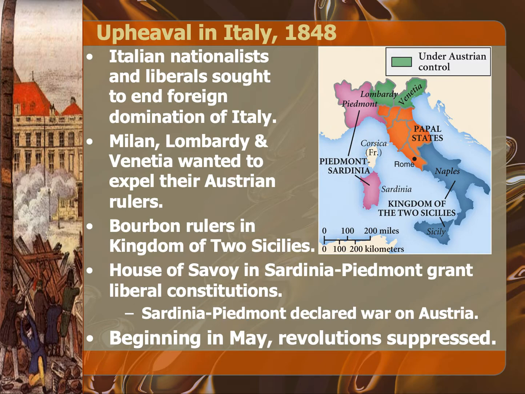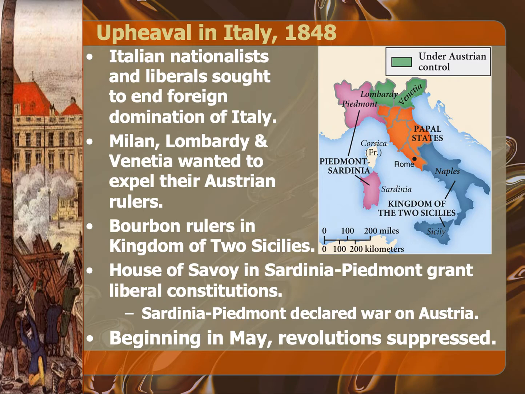Italy. So if you look at this map, you'll see that the regions of Lombardy and Venetia in the north were controlled by Austria. The papal states in the center were controlled by the Pope, and then Naples and Sicily were controlled by a ruler who was related to the King of Spain. The only area that was actually controlled by an Italian was this region of Piedmont, Sardinia.